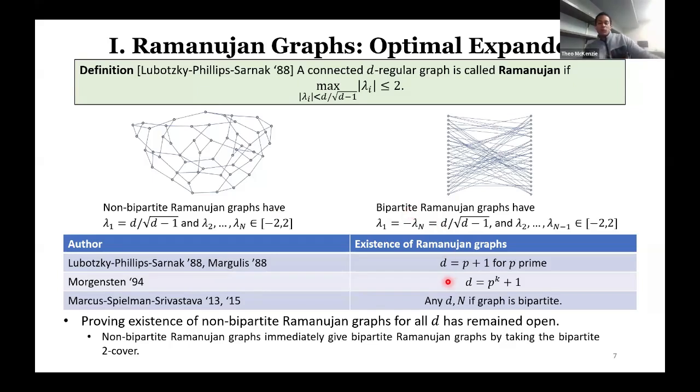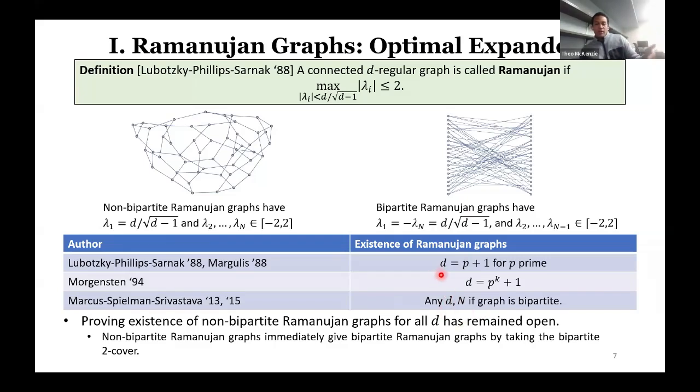There are specific examples for when d is equal to p plus 1, where p is some prime, generating graphs with that d. Morgenstern generalized this Lubotsky-Phillips-Sarnak construction to work for when d is equal to p to the k plus 1, where k is some integer. And then Marcus, Spielman, and Srivastava, in this series of works, used non-number theoretic techniques to find examples in the bipartite version for any d and any n.